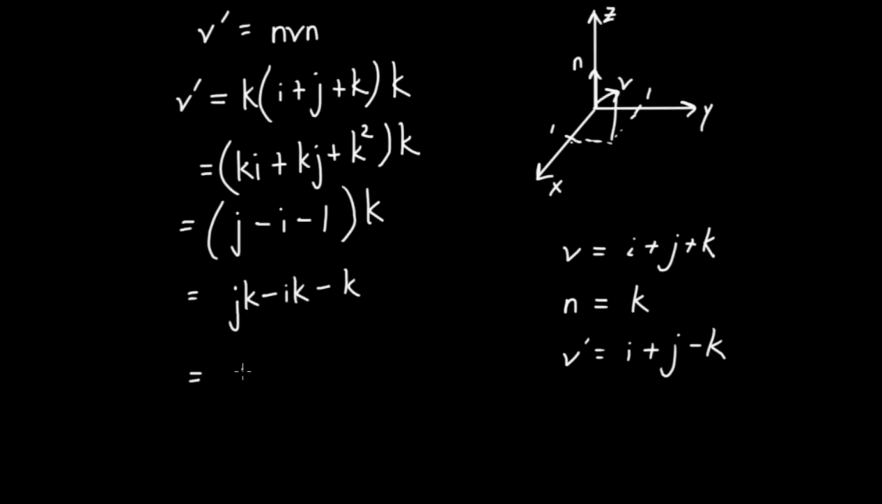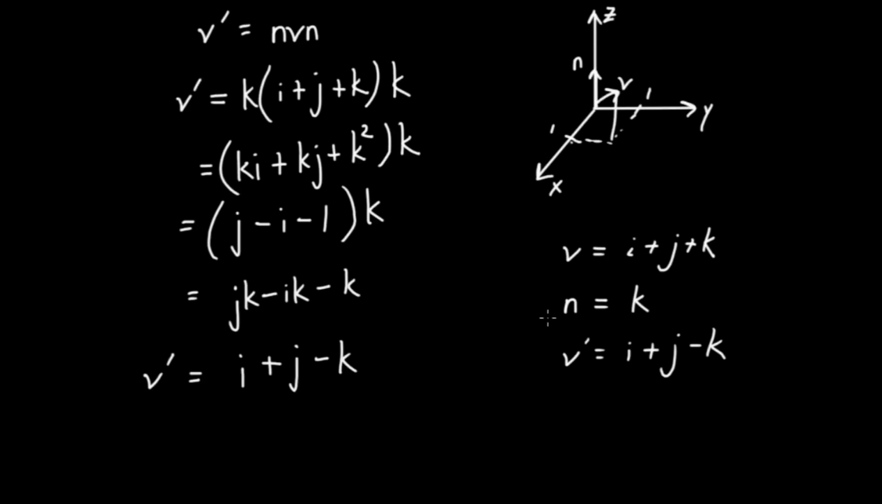Now jk is equal to i. ik is equal to minus j, but I have the extra minus there, so it's going to actually be plus j. Then I have minus k. And indeed, that is the correct quaternion that I should be getting out for reflecting v through the xy plane.